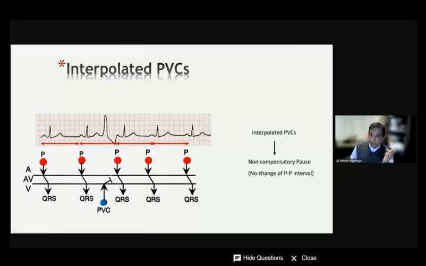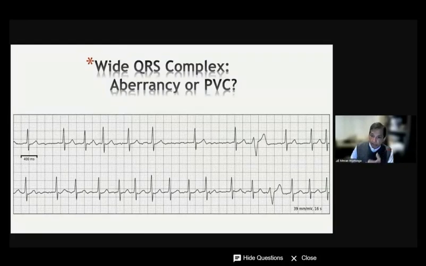Dr. Kotagoda, again, I explained this. This is the same ECG I showed you earlier. When you see a wide QRS complex, this question always arises: is it aberrancy or PVC? I hope I gave you some clues.